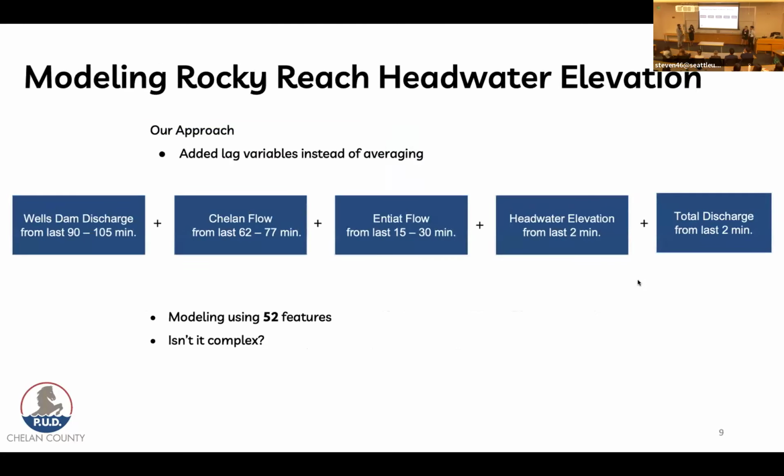To improve this, we incorporated more detailed data. So instead of adding the averages, we added all the 1-minute data into our modeling. So we have all the upstreams 1-minute data from date time frames and previous 2 minutes headwaters and discharges of Rocky Reach. So this gave around 52 features, but isn't it complex to model with 52 features?